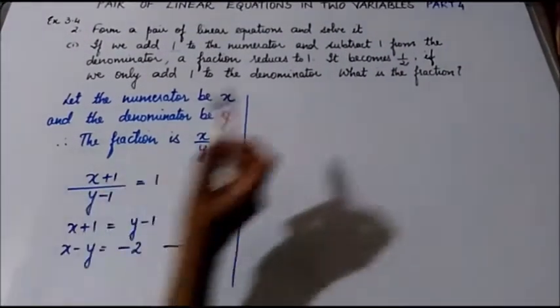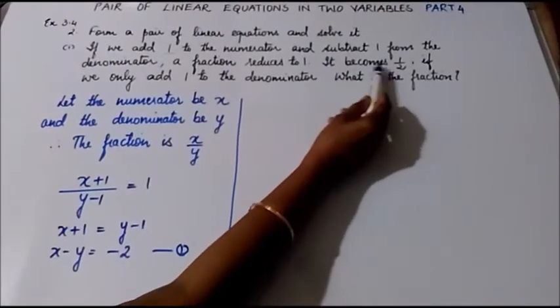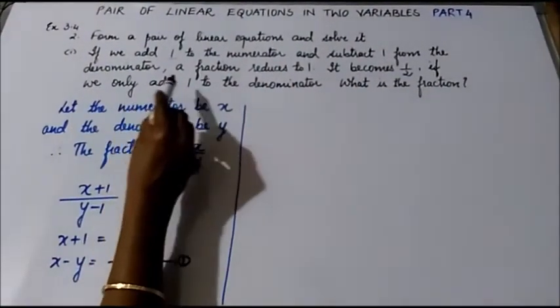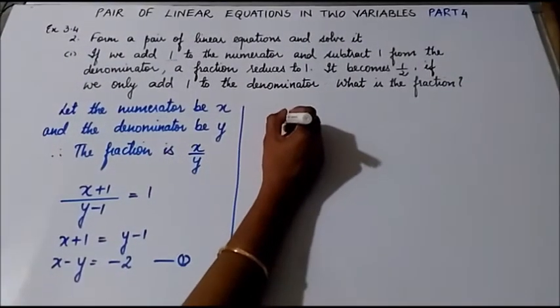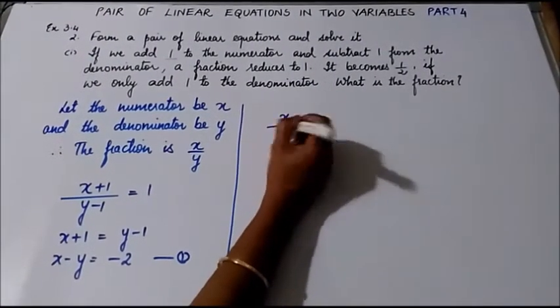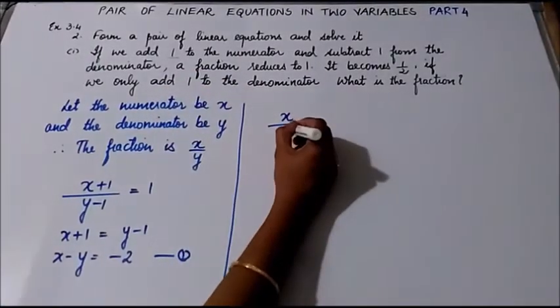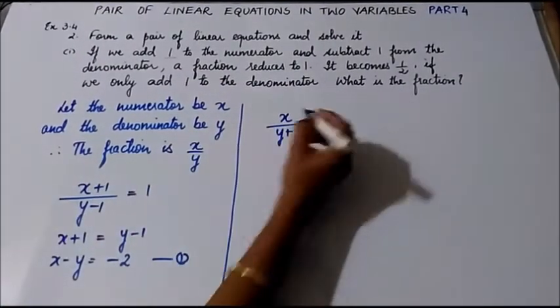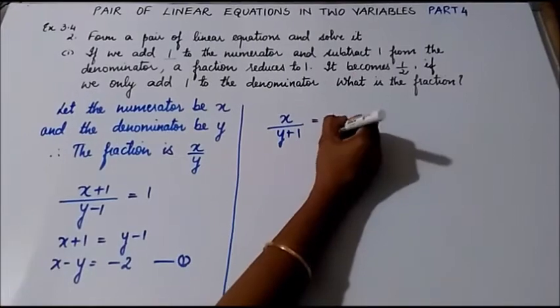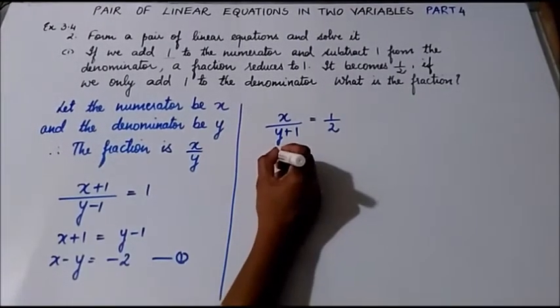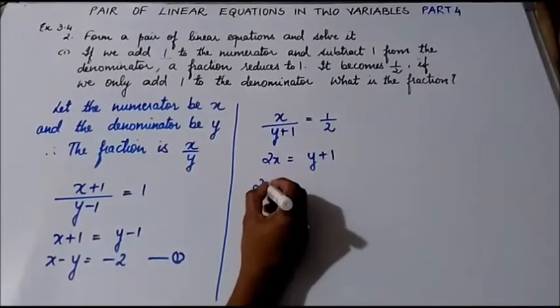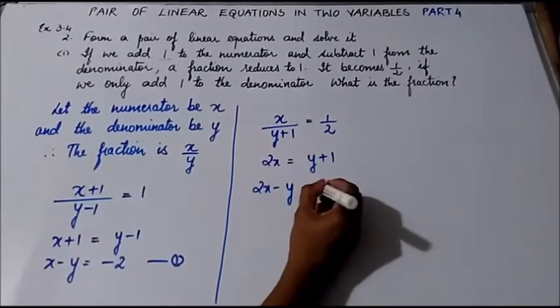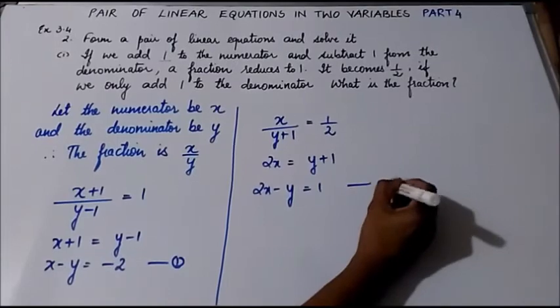Let's read the question. It means the fraction becomes half if we add only 1 to the denominator. That is, we have got here, this is the fraction x by y. We add 1 to the denominator only. What will the fraction become? It will become 1 by 2. Cross multiply, you will get here 2x equal to y plus 1. This will give us 2x minus y is equal to 1. This is your second equation.